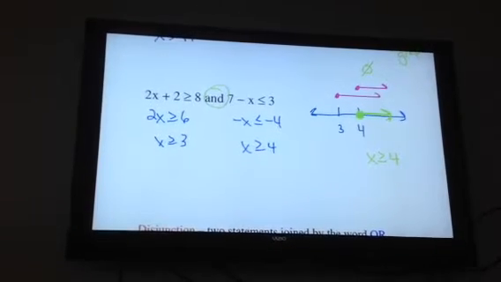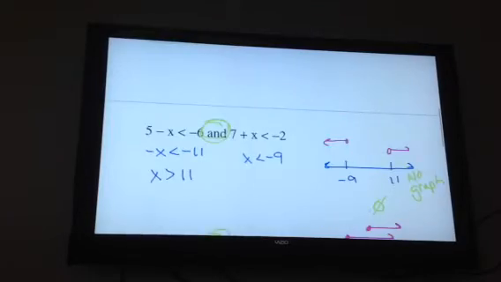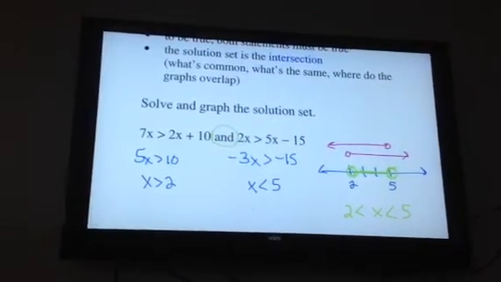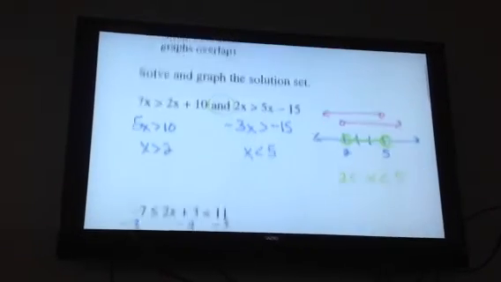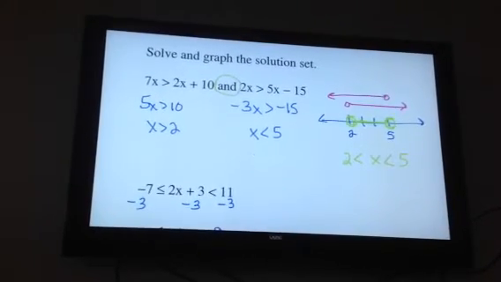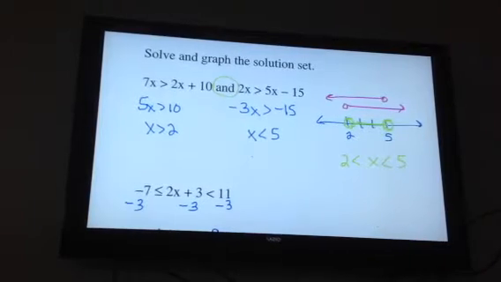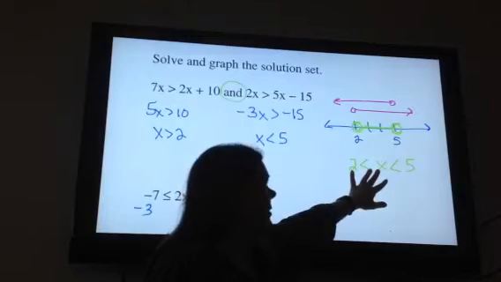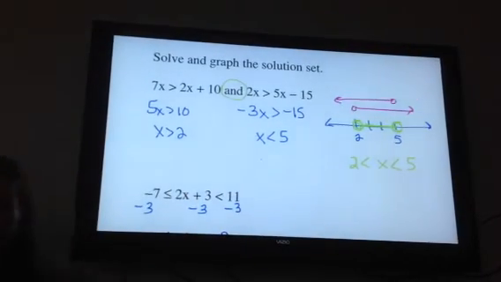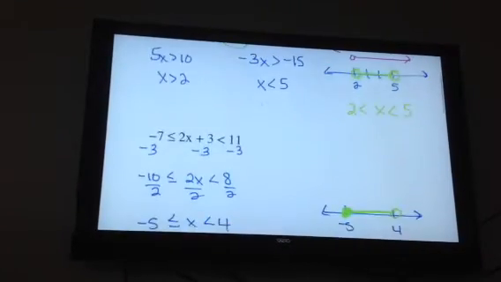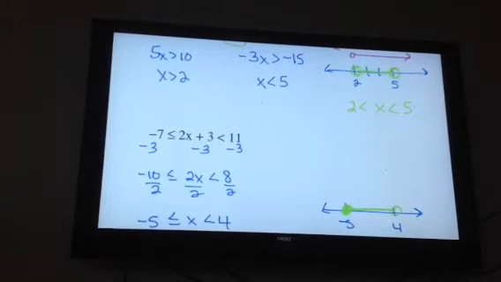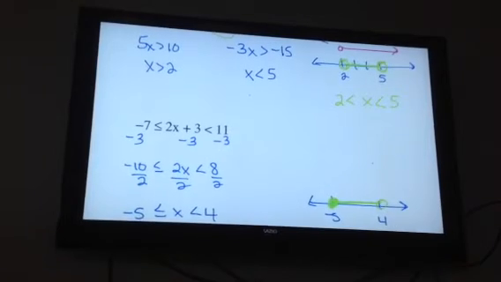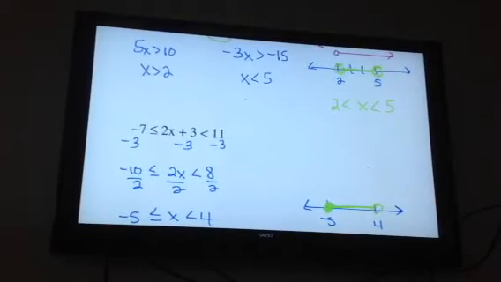Okay, so let me go back here for a second. An and. So you got to remember that and is an intersection. What's common, what's the same, where do the graphs overlap? Most ands are going to end up dumbbells. And when you get a dumbbell, your algebra answer should be written as a combined inequality like this. Okay? If it doesn't say the word and it's written with two inequalities in the same problem, that's automatically an and. Okay?